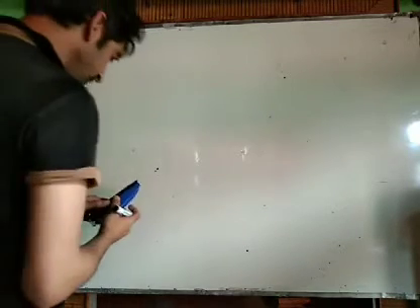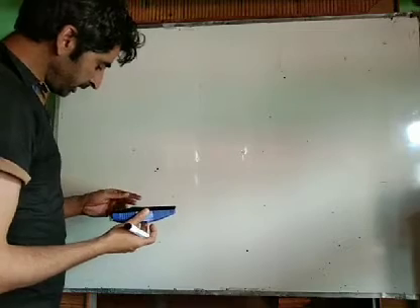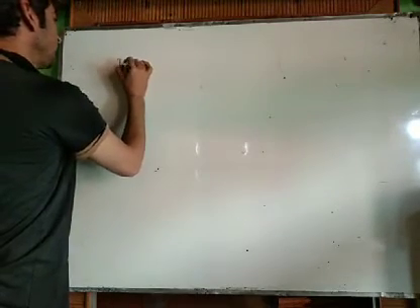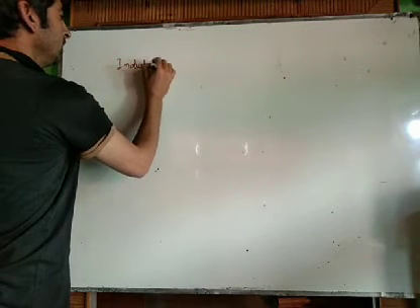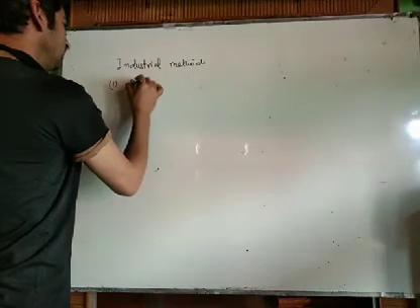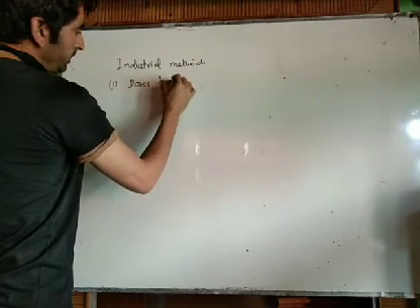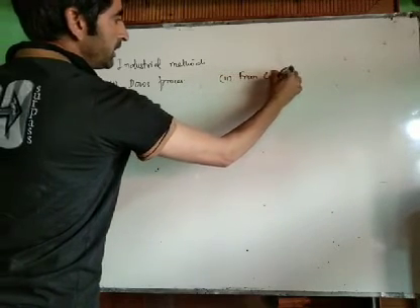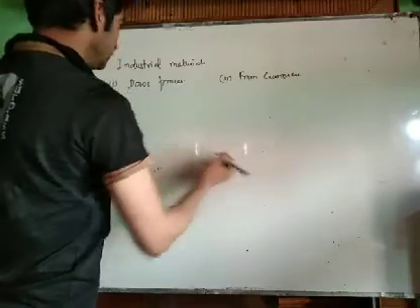I discussed three methods. There are two other methods. They are industrial methods of preparation of phenol. The first one is called Dow's method, Dow's process, and the second is from cumene. We will discuss these two in the next lecture.